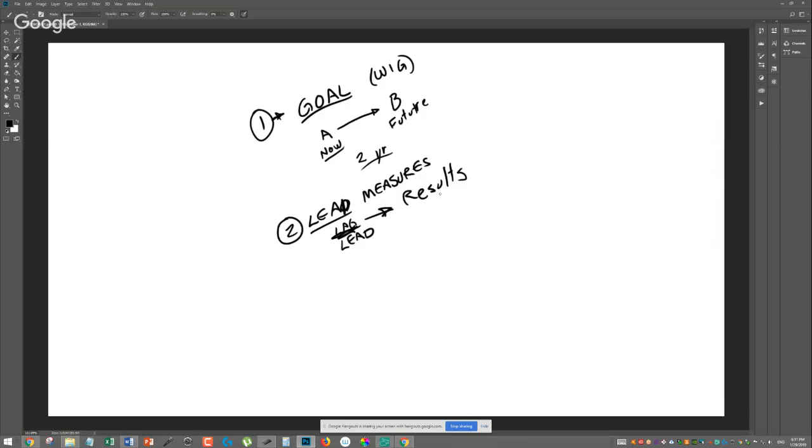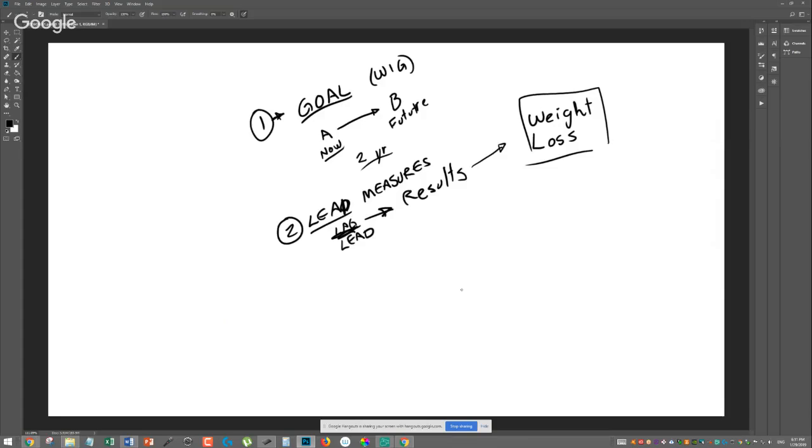In the book they talk about weight loss. In weight loss, the result would be the lag measure, but you cannot control your weight, right? The same applies with drawing. You cannot control how much skill you're going to have.